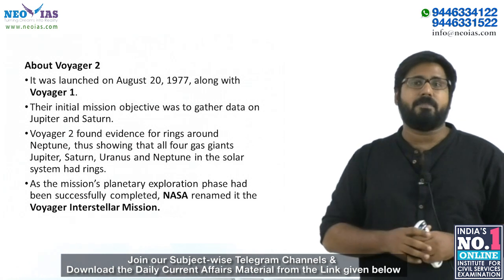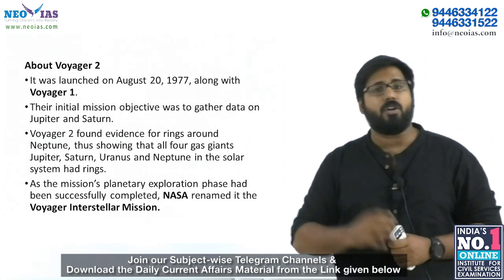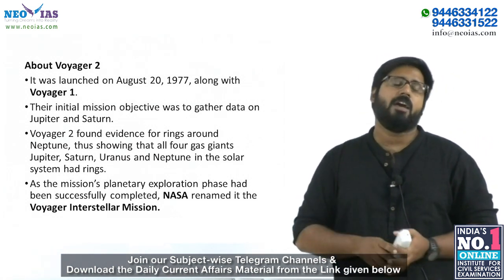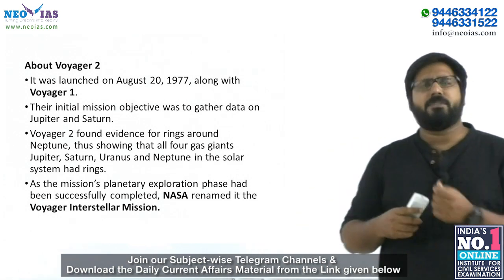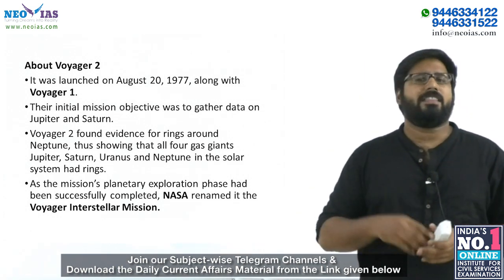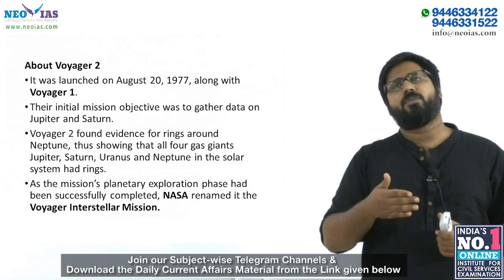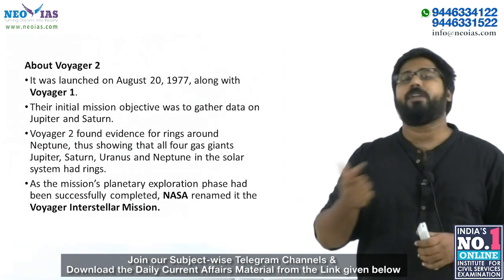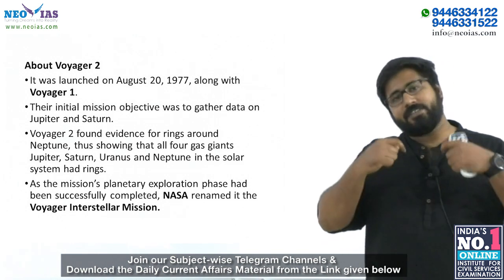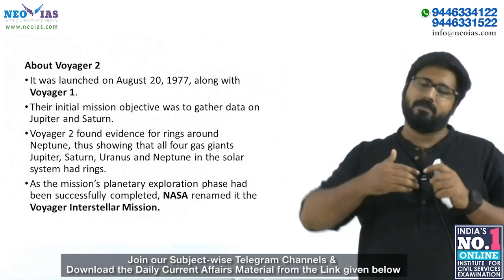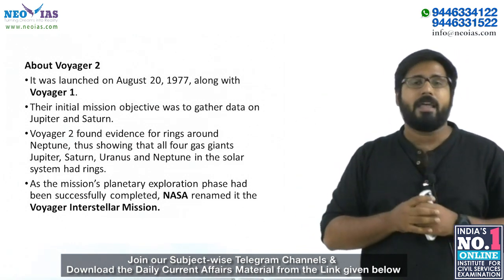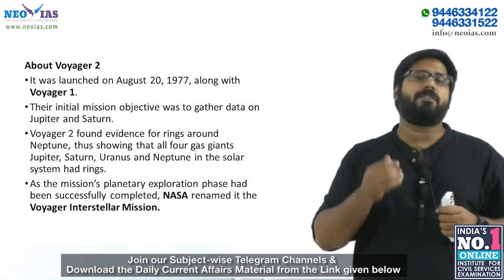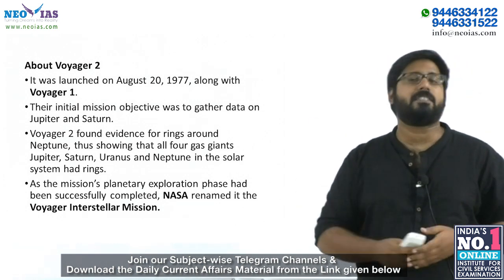Their initial mission objective was to gather data on Jupiter and Saturn. Thereafter the mission was extended, and Voyager 1 made its way towards the edge of the solar system while Voyager 2 made observations of Uranus and Neptune. Basically they were supposed to go together and exit the solar system together, but Voyager 1 was sent across, while Voyager 2 was made to do some extra studies.